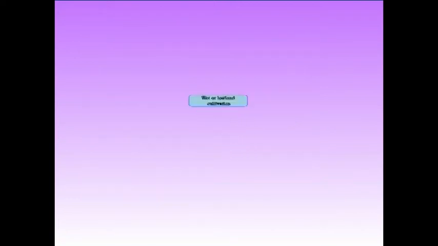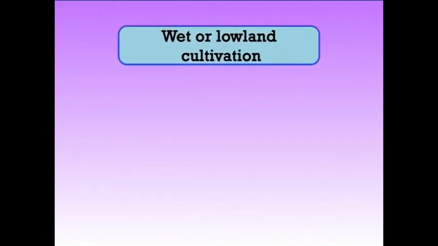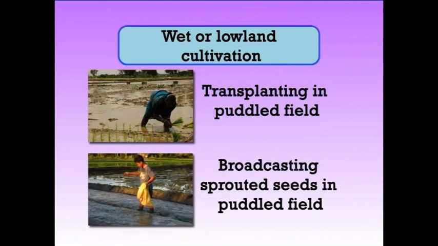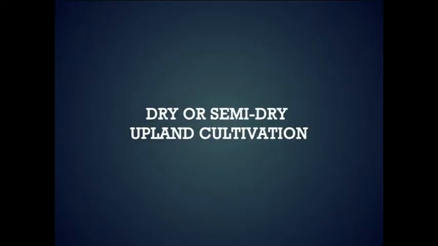The other one is wetland or lowland cultivation. This may be achieved either by transplanting in puddled field or by broadcasting the sprouted seed in puddled field. Next, we will see about dry or semi-dry upland cultivation.